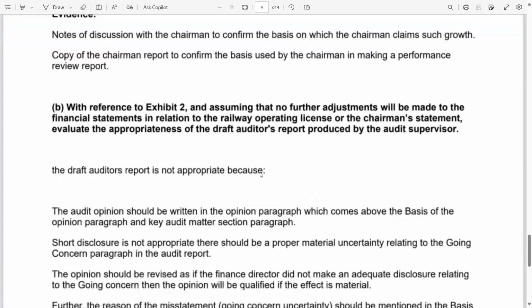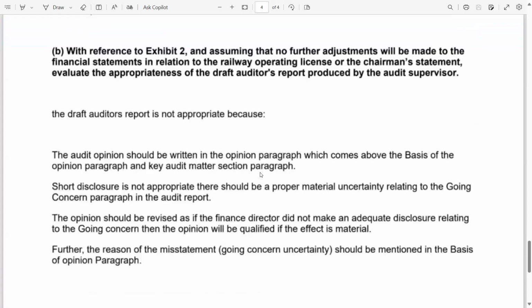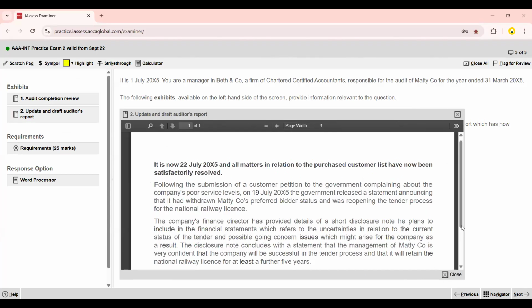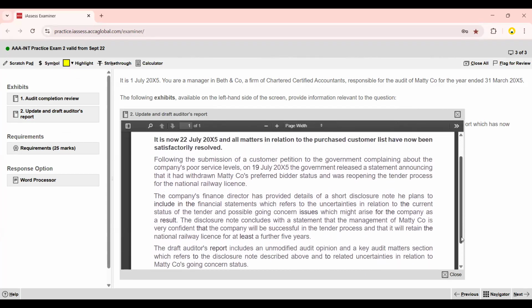Now, part B. Let me show you the update and draft auditor's report. Okay, this is for part B. It is now 22 July 2005 and all matters in relation to the purchased customer list have now been satisfactorily resolved. It means the only issue which is unresolved is about the license, the railway operating license.